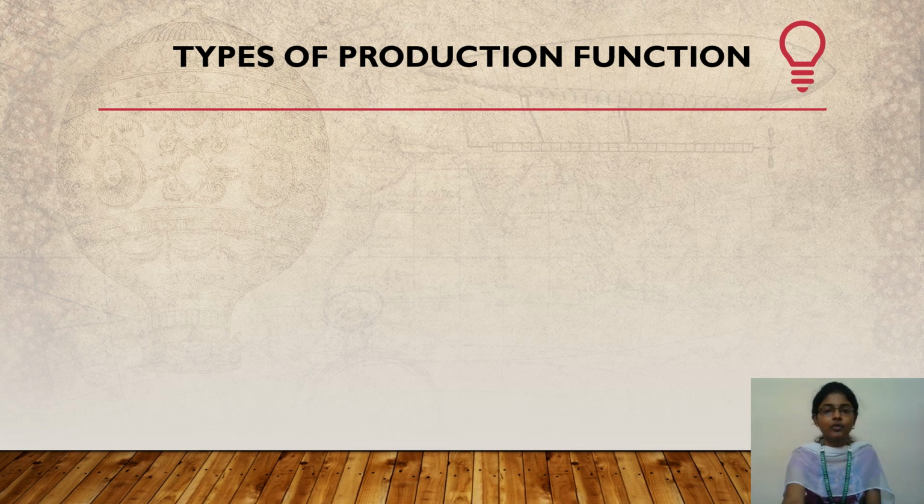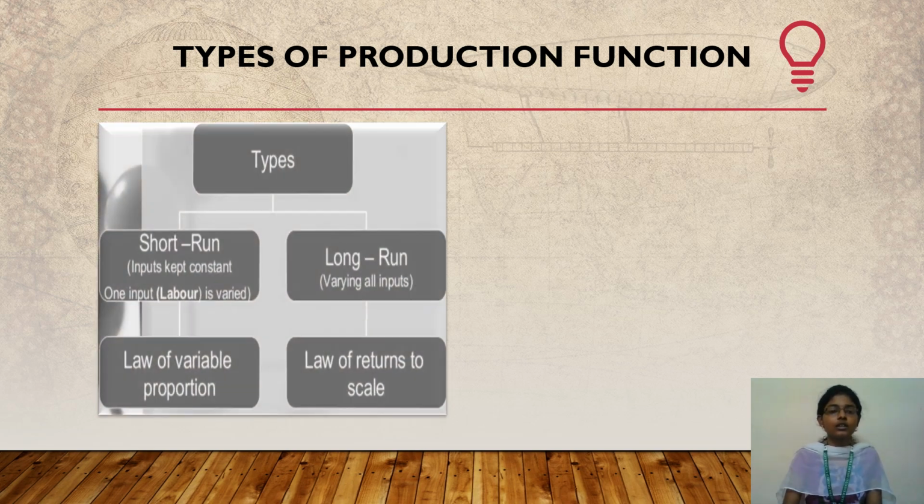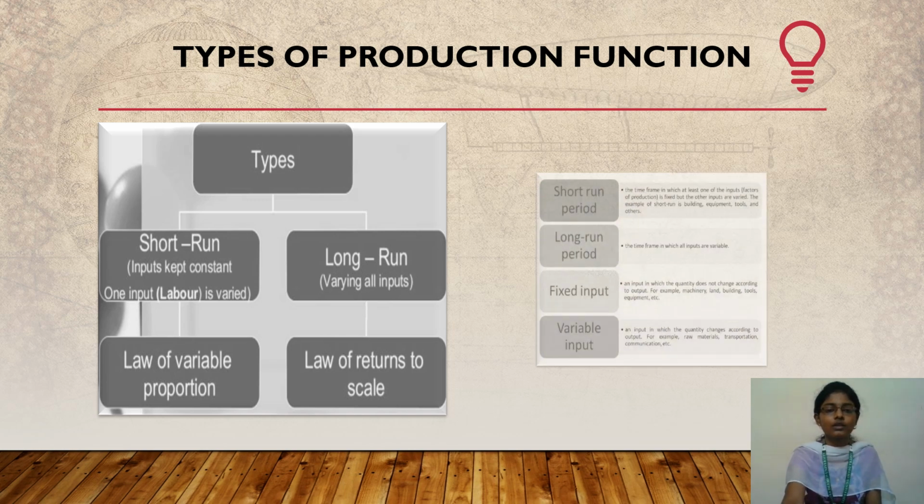Let's see about the types of production function. It includes two types. One is short run and another one is long run. It also has two types of laws. One is law of variable proportion and another one is law of return to scale.